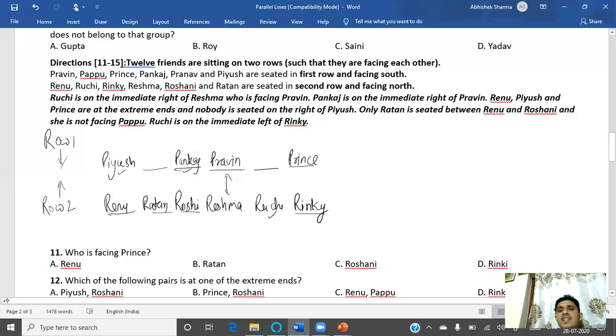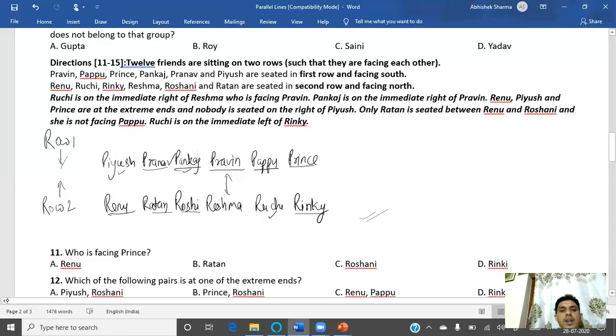Only Ratan is seated between Renu and Roshni, and she is not facing Pappu. That means Ratan is not facing Pappu. That means Pappu must be here, right? And if Pappu is here, that means one person is remaining. So let us check Praveen, Pappu, Prince, Pankaj, and Pranav. That means Pranav must be here. So my final arrangement will be this.